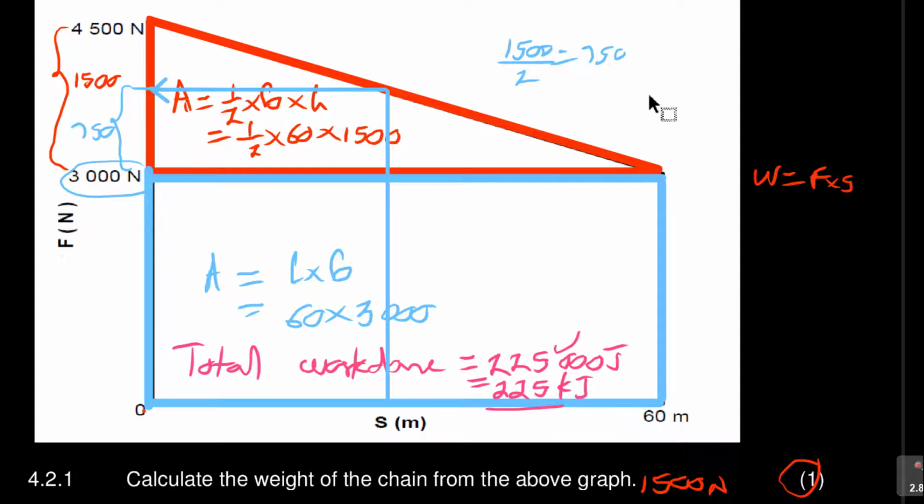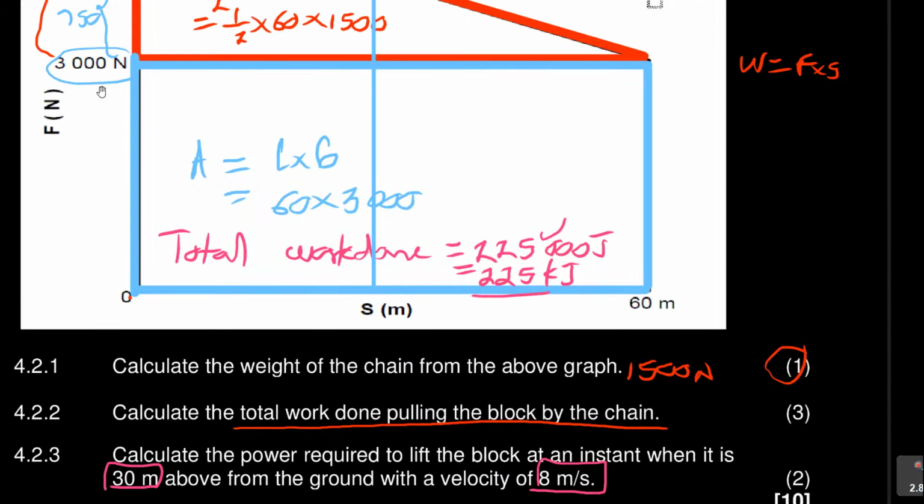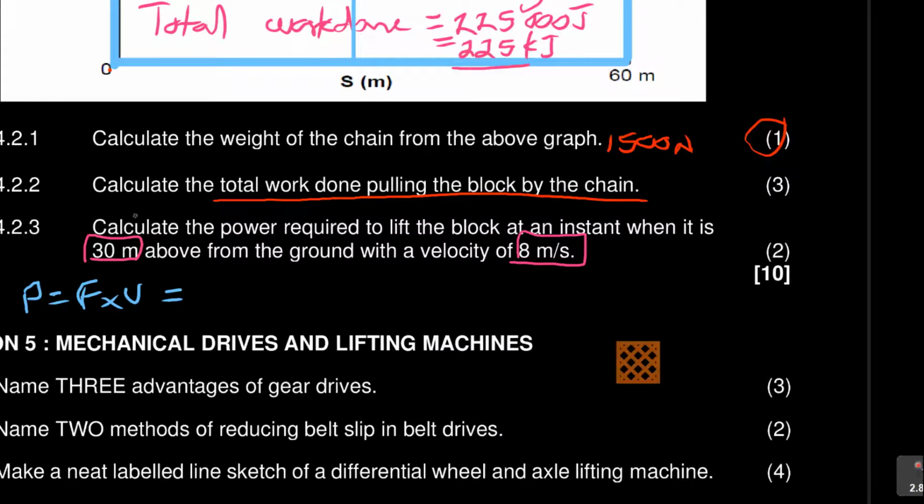But you can do a simple formula and do it like this, to say power is force times velocity, which you are saying 3,000, that we said here, 3,000 plus 1,500 over 2, that's 750. You see, that is the force, that's the total force, times the velocity. They told us it's 8, and then you get the answer. You understand?